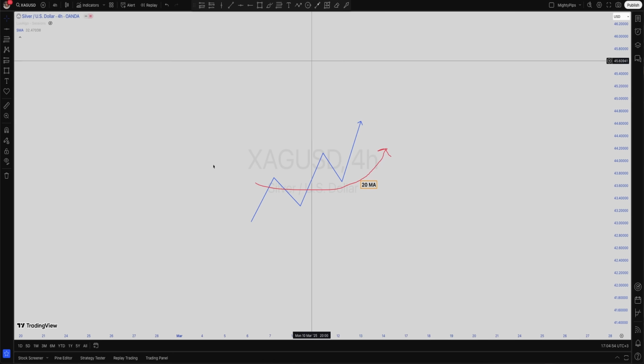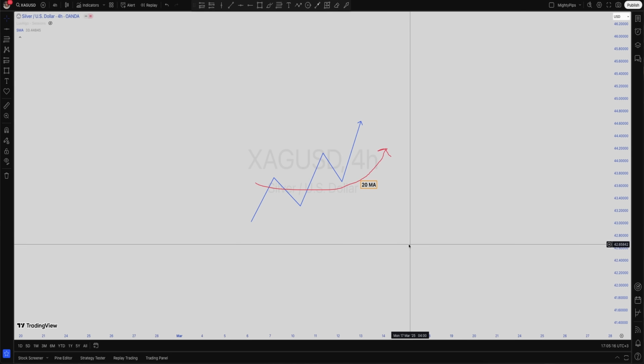So this illustration I've drawn here shows market structure. Market structure is formed when the market creates highs and lows, the way you see this blue line rising. This is on a 4-hour chart illustration, right? Now, this red line you're seeing here is a 20-period moving average.